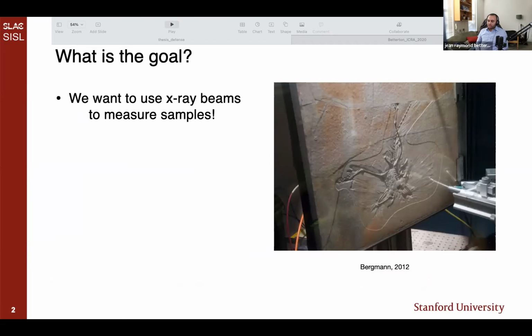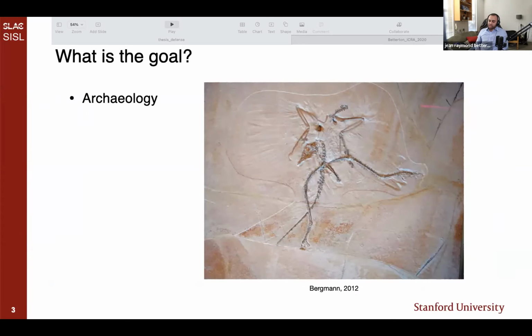In short, we want to use X-ray beams to measure samples for scientific experiments. So, for example, in archaeology, we might want to use an X-ray beam to scan a fossil. By doing this, X-rays can allow us to see things that aren't visible to the human eye, and this can help us make great discoveries.